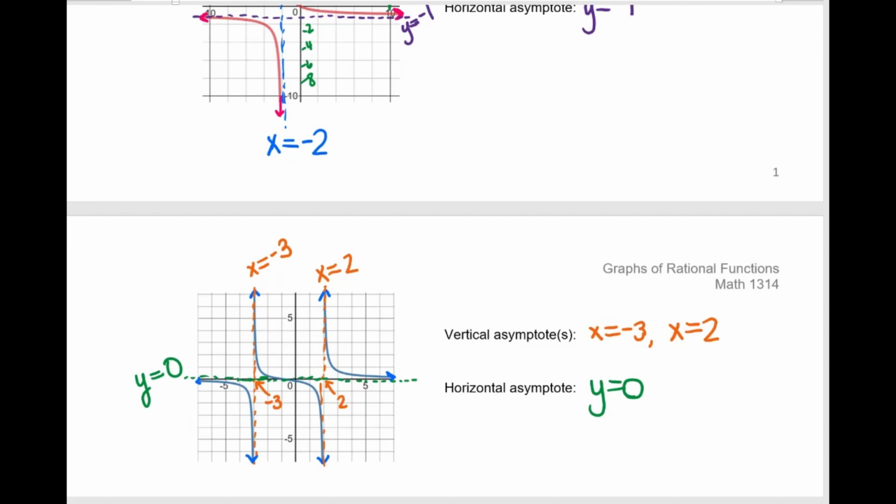Notice that we had two vertical asymptotes, but we only had one horizontal asymptote. You can have all kinds of vertical asymptotes, but you will only have one horizontal asymptote if it exists.